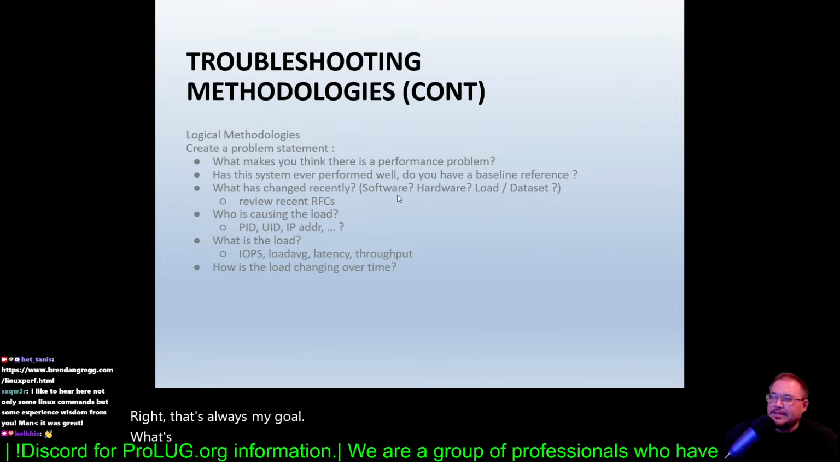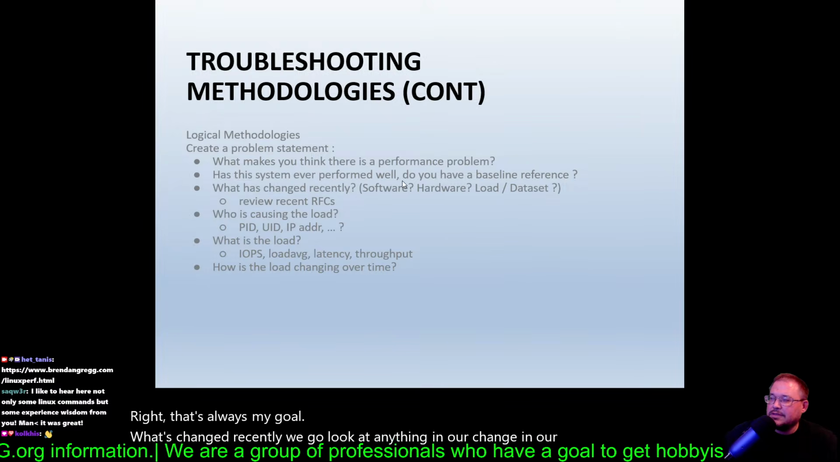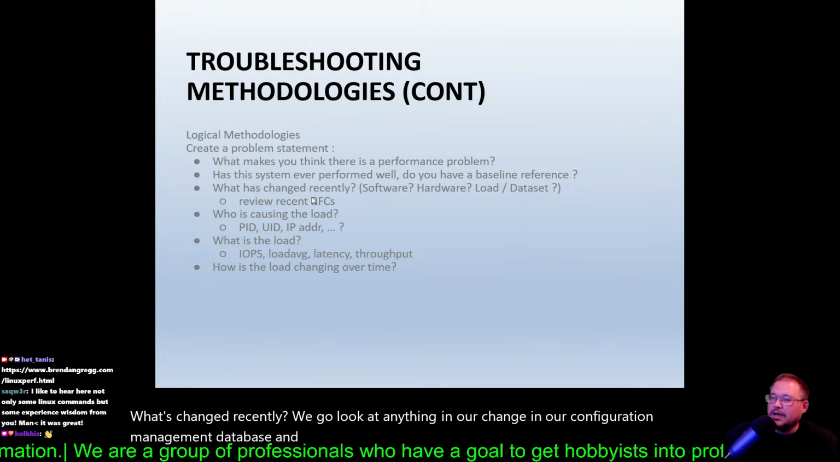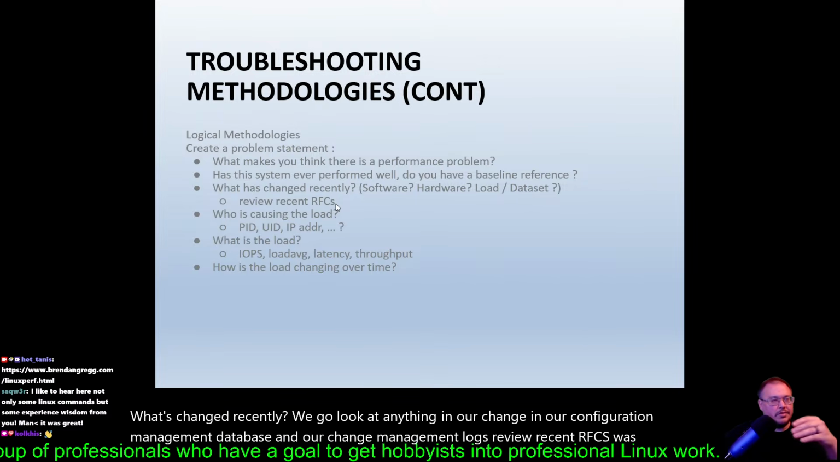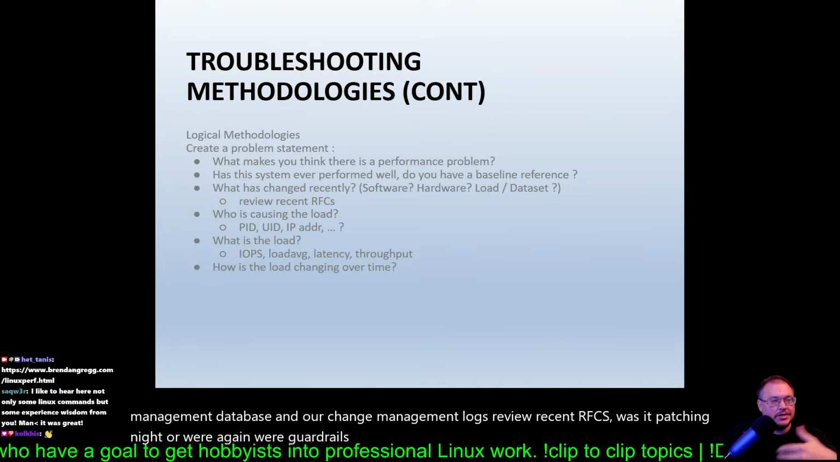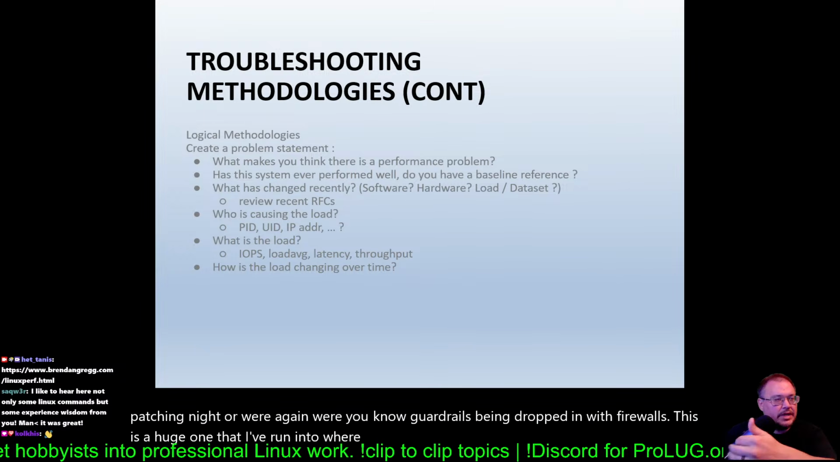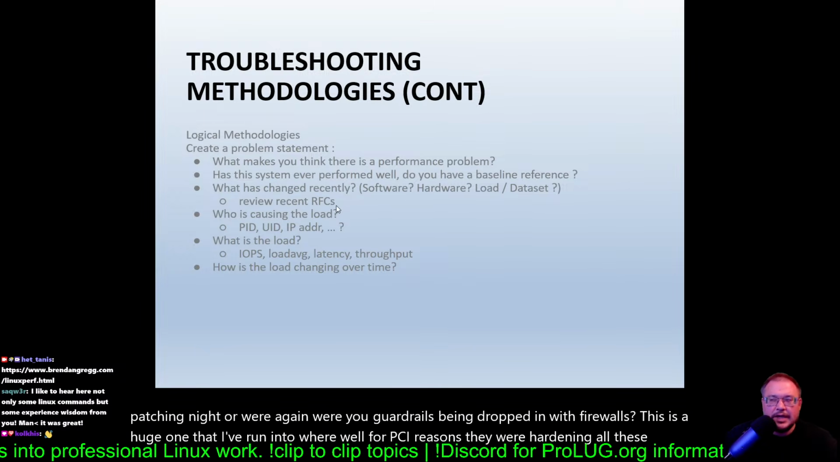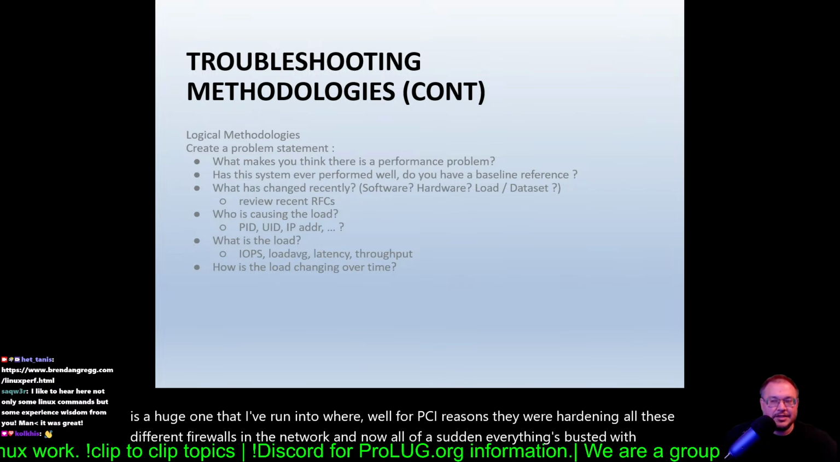We go look at anything in our configuration management database and our change management logs. Review recent RFCs. Was it patching night, or were guardrails being dropped in with firewalls? This is a huge one that I've run into where, for PCI reasons, they were hardening all these different firewalls in the network, and now all of a sudden everything's busted with our satellite. And this is actually a real example.